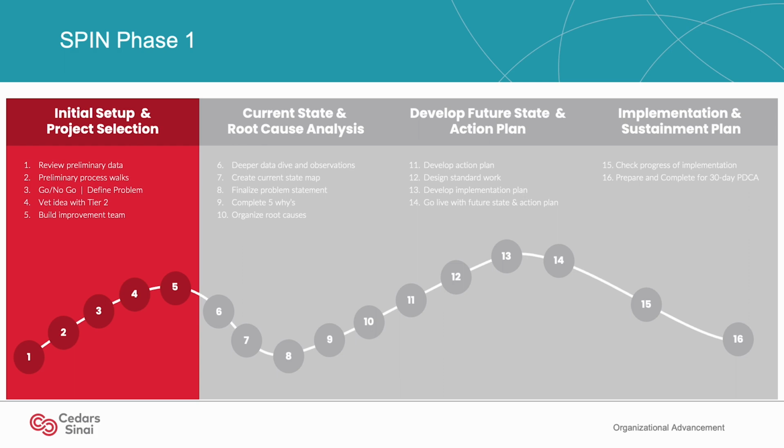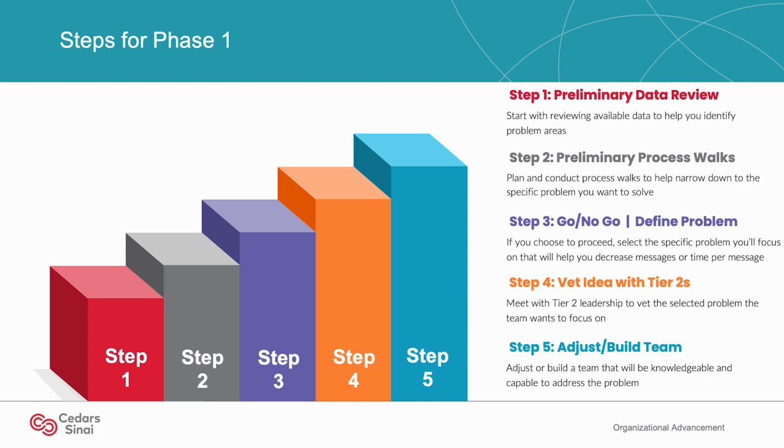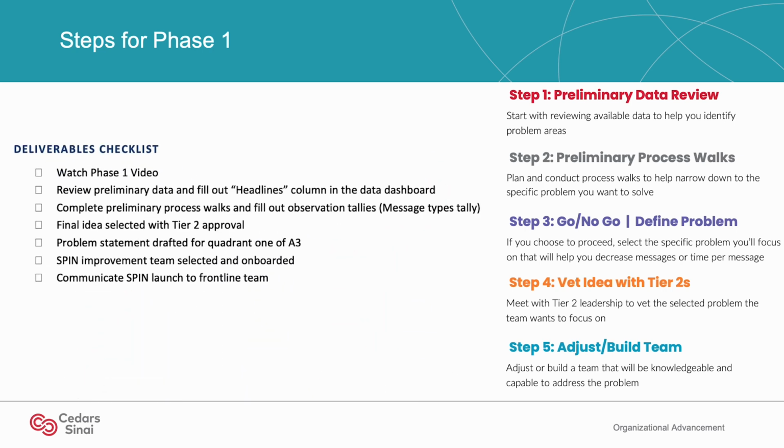Let's do a quick recap of what your team accomplished in Phase 1. By now, you and your dyad partner have completed a preliminary data review and initial process walks, and then defined the problem you want to solve, met with your Tier 2 leadership to get approval on your project, and lastly, assembled your SPIN project team. Please ensure that you have completed all the items on the checklist of your Phase 1 before moving on to Phase 2. With that said, we'd like to congratulate you on completing Phase 1 of the SPIN project. You're now ready to start Phase 2.